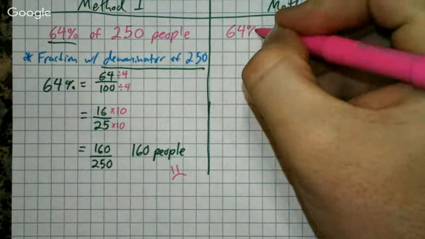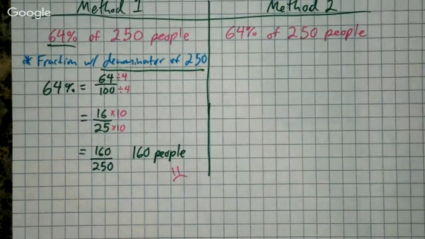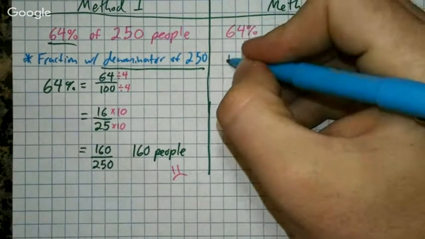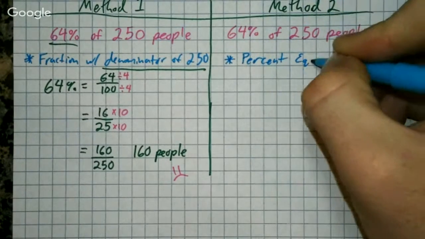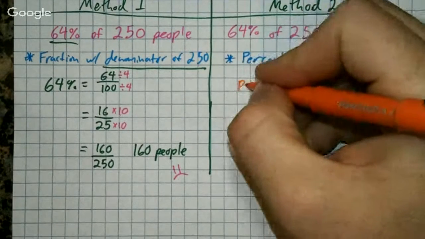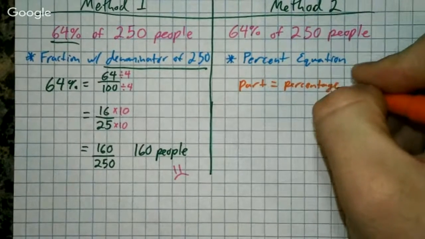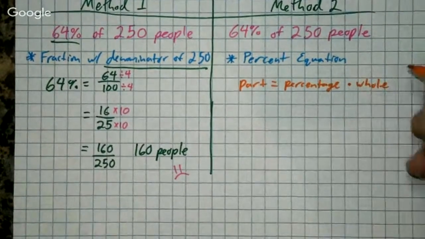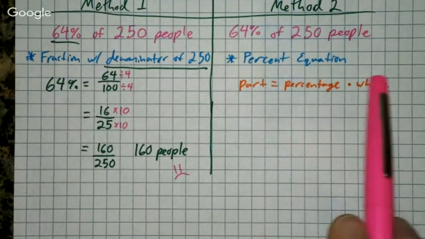All right. Method 2 is the same thing, 64% of 250 people. And the second method actually gives us an equation. There is an equation to deal with percent, and it is called the percent equation. That makes sense. And what the percent equation is, this is what you do. The part equals the percentage times the whole. Now we have to decide what is the part, what is the percentage, and what is the whole.